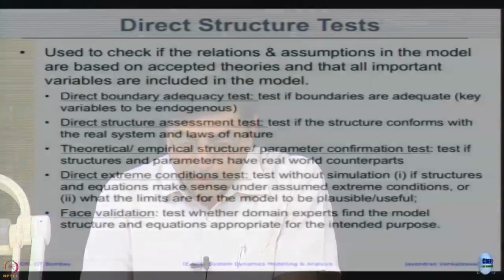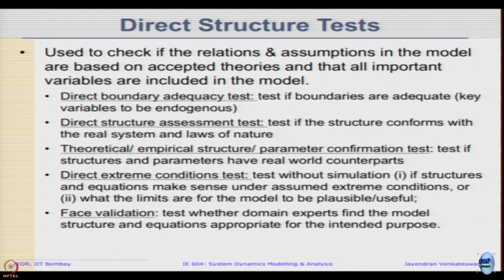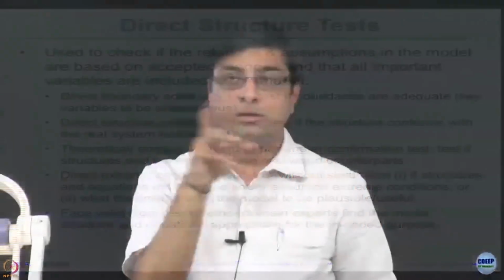Third is the theoretical or empirical structure parameter confirmation test. A test of whether the structures and parameters have some real world counterparts. Like we had built the now classical model on stock management structure. If you recall, we had two stocks in that: one is work in process or supply line, then inventory. And then we took a decision saying that inventory is going to be adjusted based on desired inventory and actual inventory, and work in process will be adjusted by desired inventory, desired supply line and actual supply line.